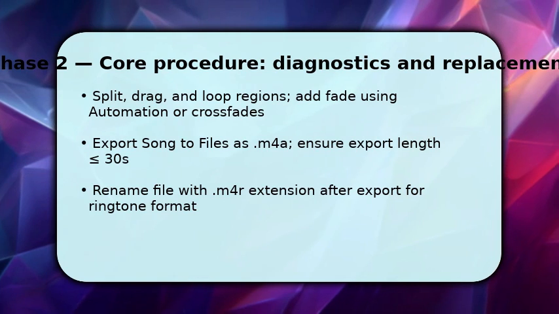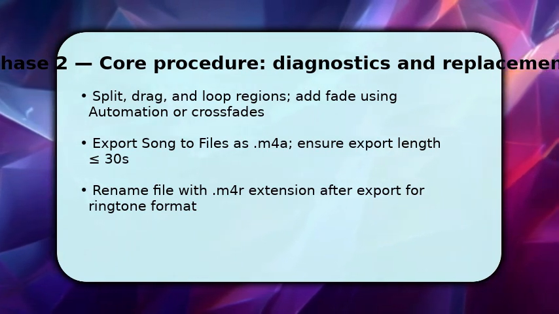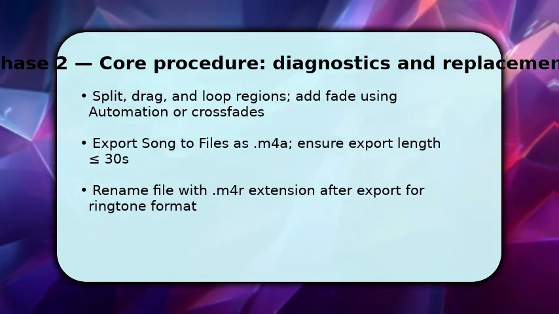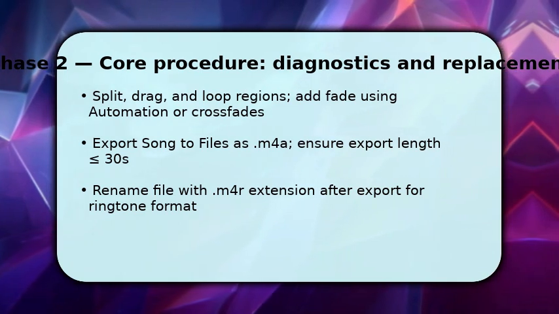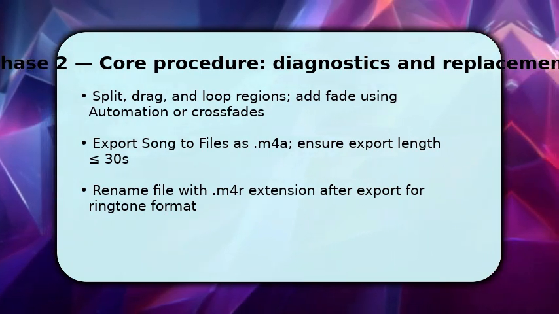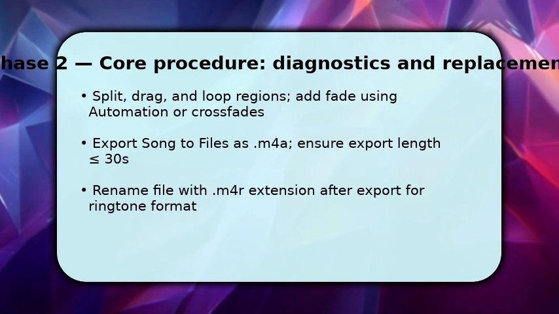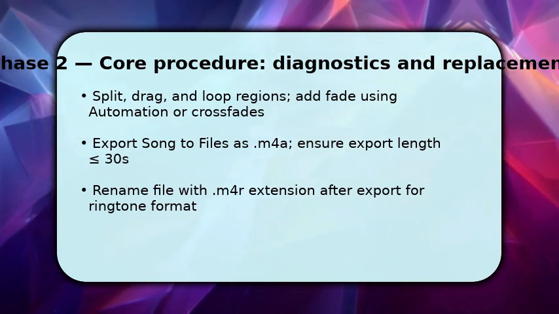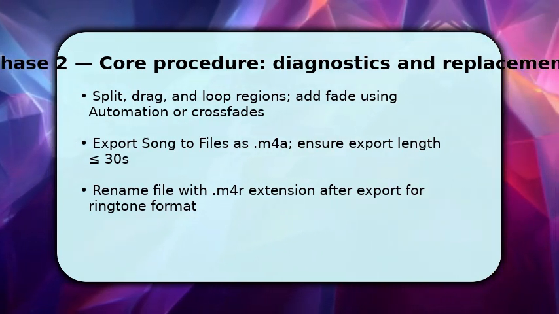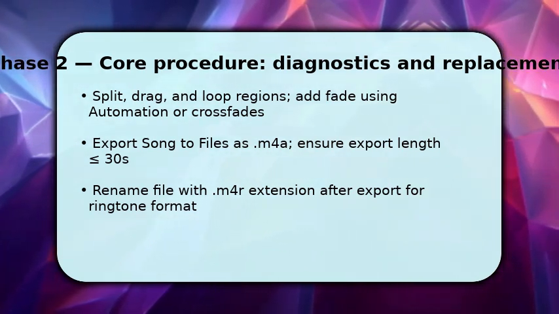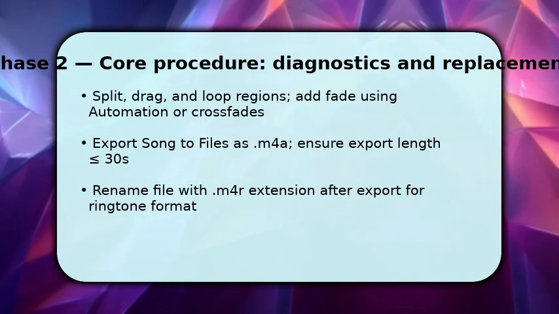Split regions where needed, arrange clips, and add subtle fade or automation for smooth start and end. Once the edit is tight, choose Share > Song > Files and export as an AAC/M4A file. Make sure the exported file is no longer than 30 seconds. Otherwise, iPhone won't accept it as a ringtone.